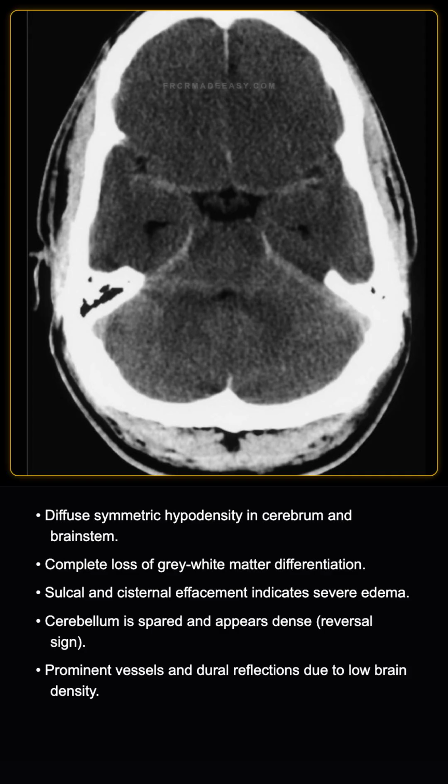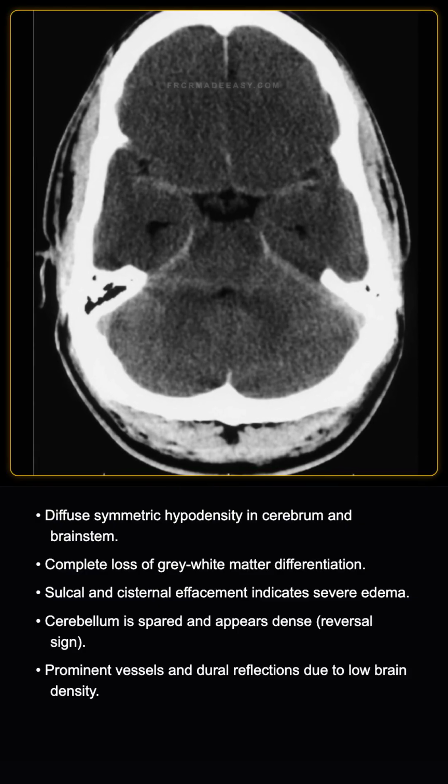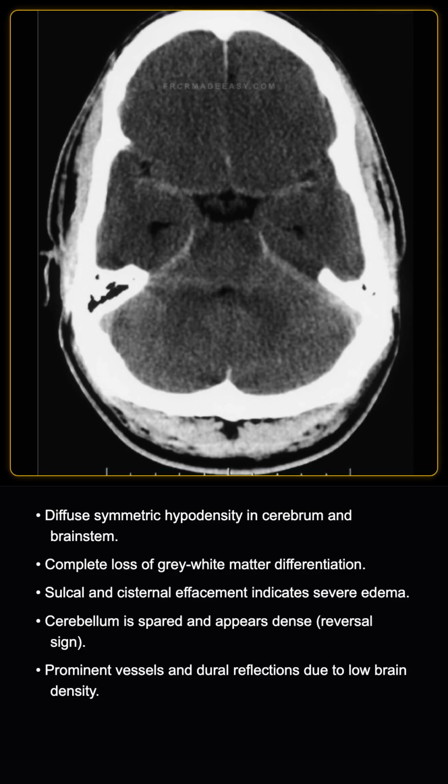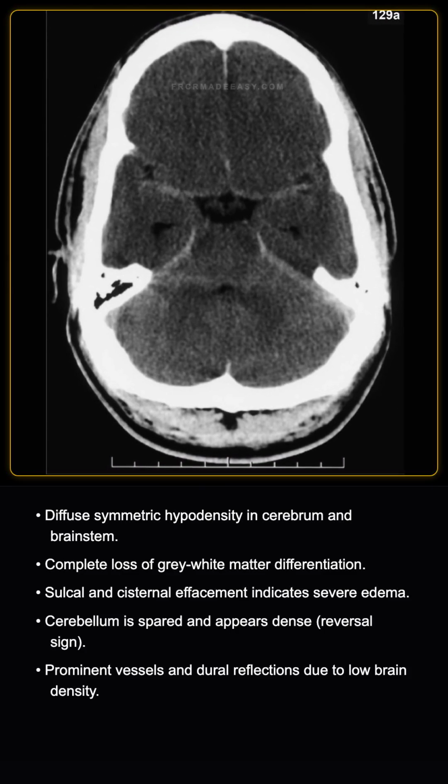The cerebellum appears relatively spared, retaining normal density in contrast comparison to the severely hypodense cerebrum. The diffuse reduction in brain density makes the normal dural reflections and major cerebral vessels appear abnormally bright and prominent.